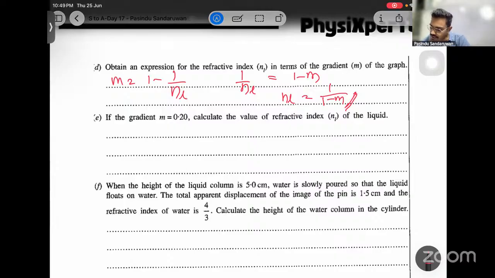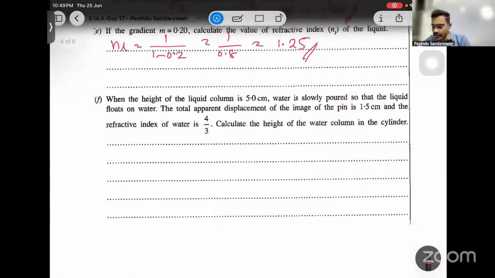If the gradient m equals 0.2, calculate the value of refractive index NL of the liquid. Then NL is, just apply here, 1 over 1 minus 0.2. Then 1 over 0.8. 1 over 0.8 is 1.25.